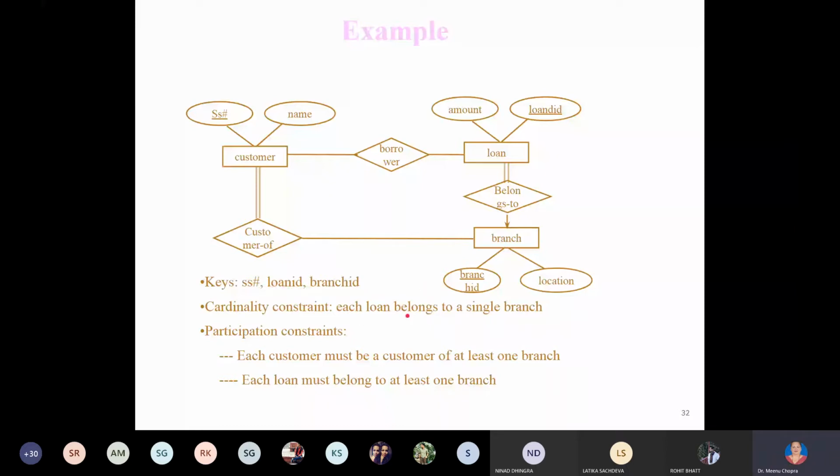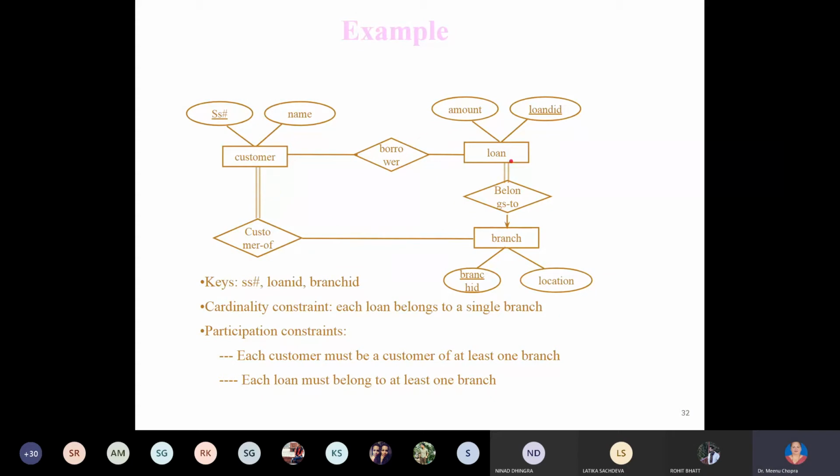Cardinality constraint: each loan must belong to a single branch. So that means each loan must belong to a single branch. That is a full participation or a total participation. Each customer must be a customer of at least one branch. So that is why it's the total participation. A branch doesn't have a customer. It can be possible. So that is why it's partial. Whereas a customer must belong to a branch, that has to be there. You can have the branch with zero customers, but you cannot have the customer without a branch. So customer must belong to a branch. That is why it has a total participation.